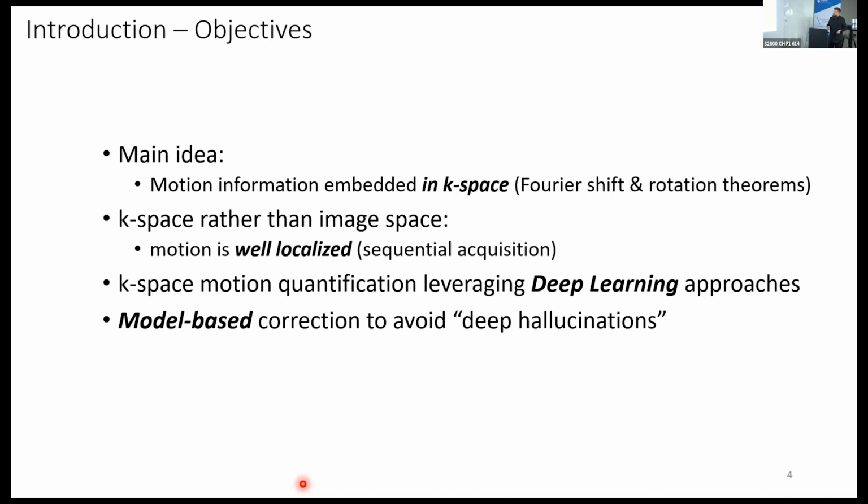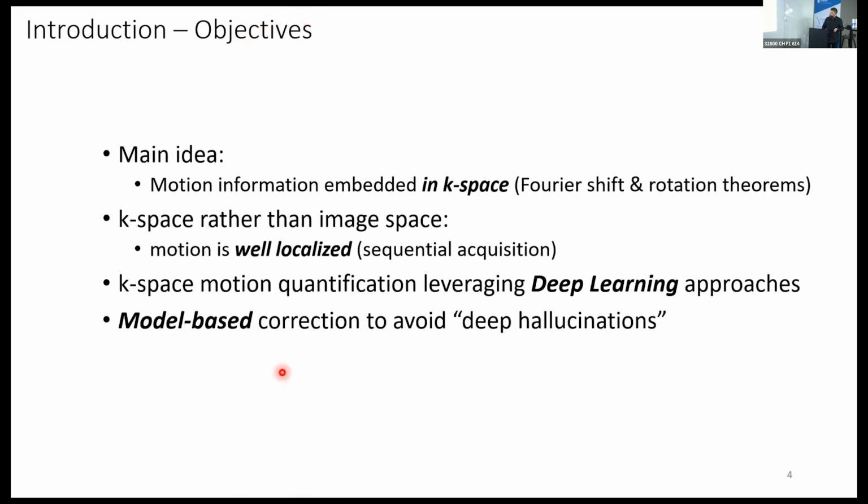It makes sense to work in K-space rather than image space, because motion is very well localized in K-space as opposed to image space, where it's distributed everywhere. You can think, for example, of a Cartesian classical 2D spin echo acquisition, where the scanner acquires each phase encoding line of K-space sequentially at each TR, and if the patient moves at some point, the lines that the scanner is currently sampling will be affected by motion.